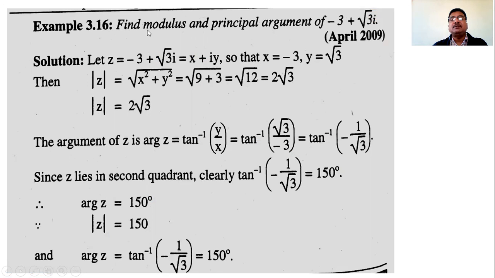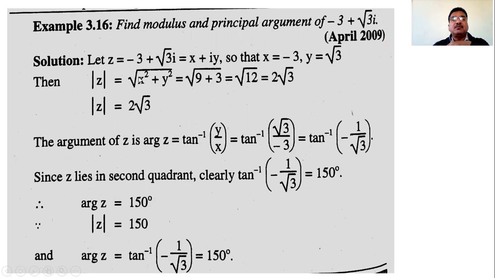So the question is what? Find modulus and principal argument. Or the other question is what? Find the polar form or find exponential form. So in order to find polar form or exponential form, we have to find modulus and principal argument. So the questions are different, but the answers are the same. That is, find modulus and principal argument, or find polar form or find exponential form. So first find its modulus and argument.